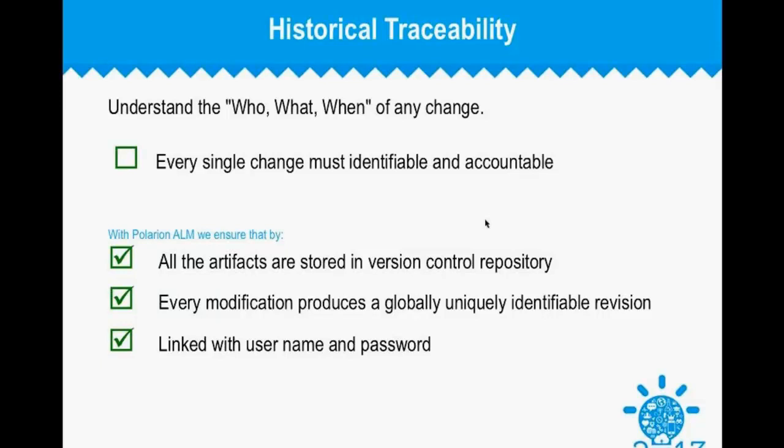So with Polarion ALM, all the artifacts are versioned. Every modification produces a globally unique identifiable revision, so every change is accountable. Every change is linked with information about the actual human who modified the data, with your username and even with a password for electronic signatures.